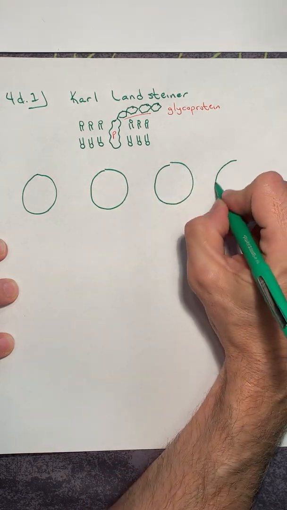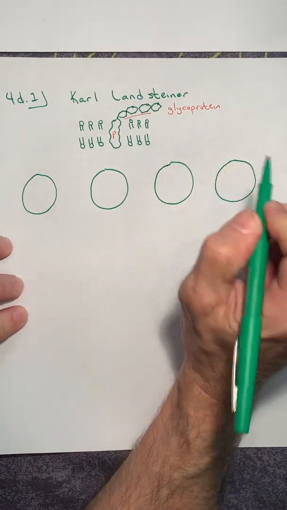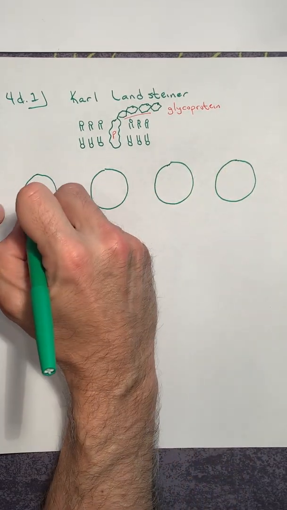So Landsteiner studied blood, and he knew that if you injected blood from one person into another person, sometimes it was successful, and other times the blood clotted and the recipient died. And so he wanted to find out why.